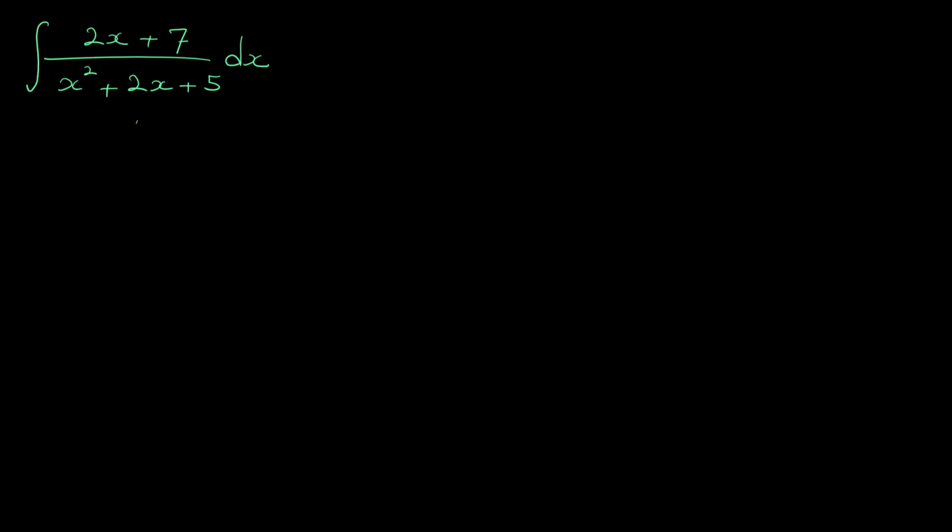If we choose u as x to the 2 plus 2x plus 5, then du is (2x plus 2) dx. And in the numerator we have 2x plus 7. It's not the same, but it's almost the same. The only difference is that here we have 2, in the actual question we have 7. But we can write 2x plus 7 in the form of 2x plus 2 plus 5.